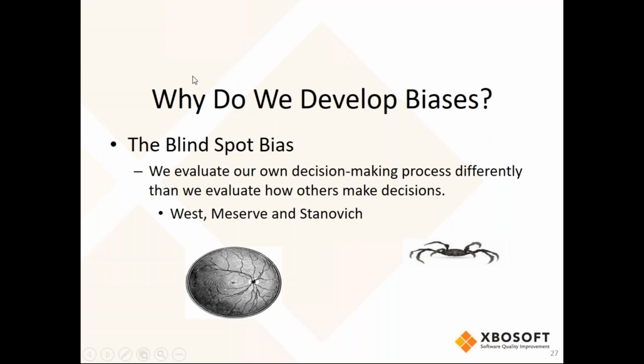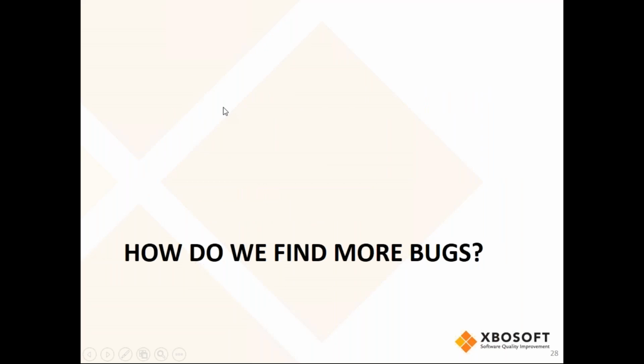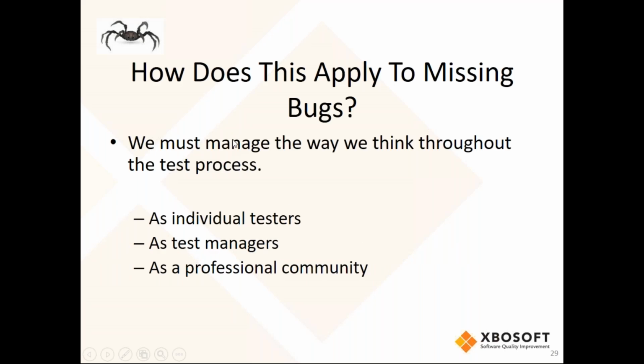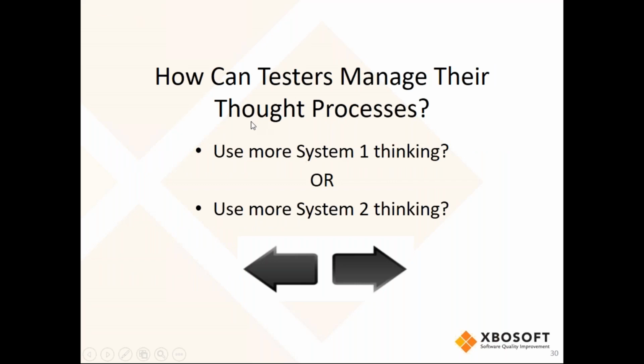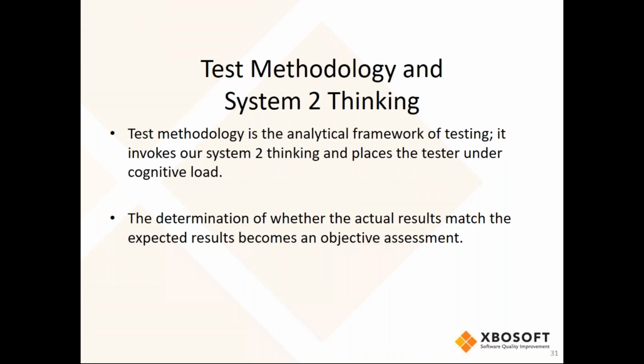So how does this all apply to testing? We gotta find more bugs. And in order to find more bugs, we need to manage the way we think throughout the test process. And this needs to be done as individual testers, as test managers and leads, and even as a professional community. So one of the best ways we can start is to think about System 1 or System 2 thinking. So which do you think we should test more of?